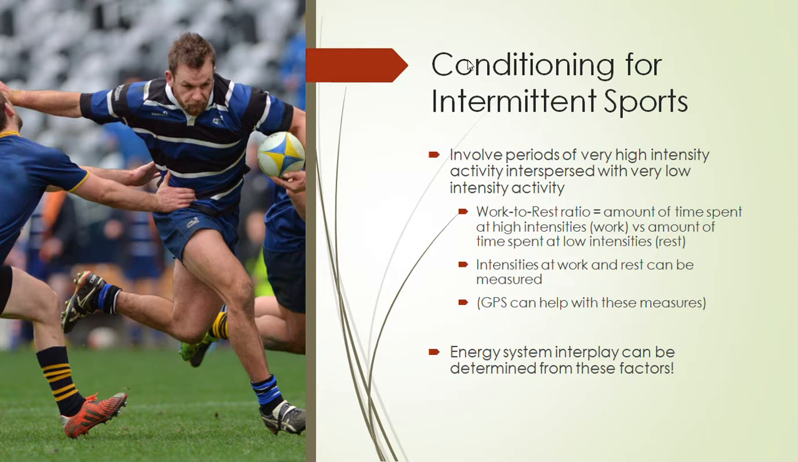Basically, most team sports, or intermittent sports, involve periods of really high intensity activity, such as what this guy's doing. He's sprinting and palming off a guy playing rugby, and then that's interspersed with really low intensity activity, where they're either lightly jogging or walking around. And basically this is the case because, firstly, we cannot maintain a high intensity the entire time.